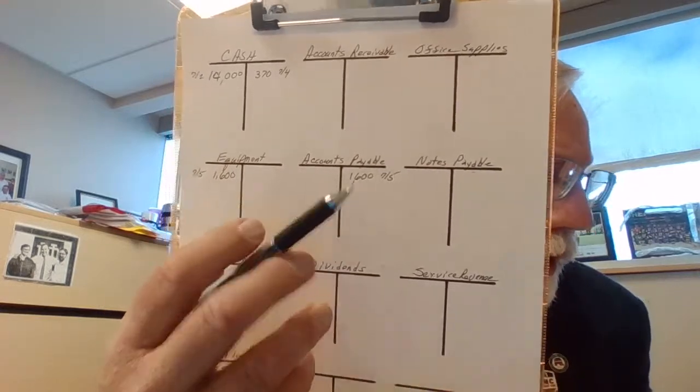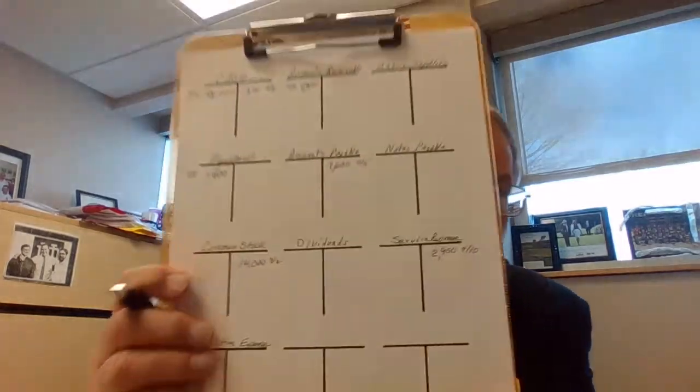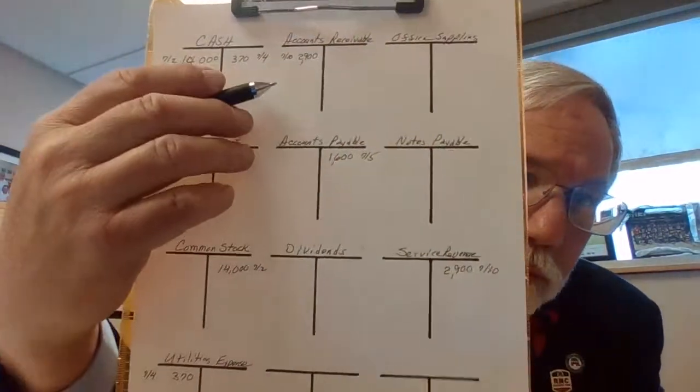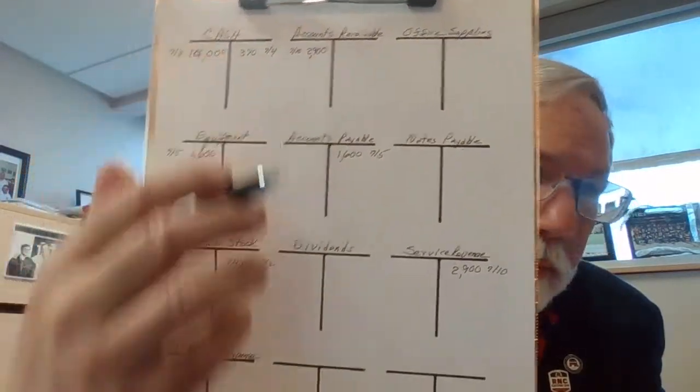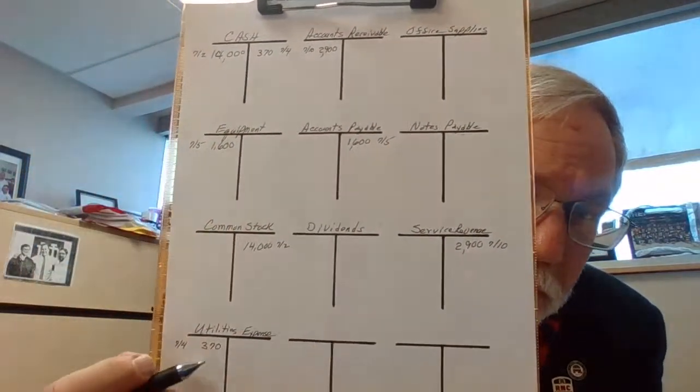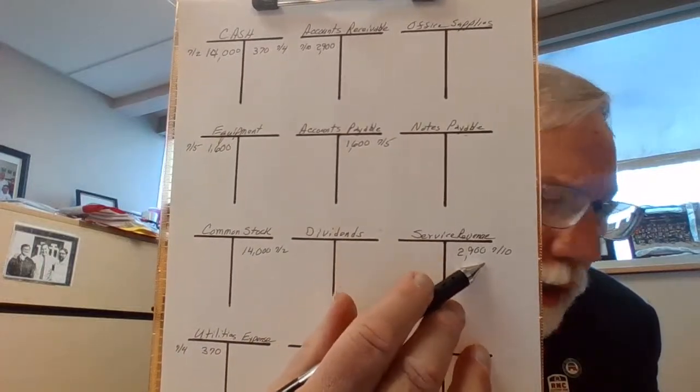accounts payable for $1,600. July 10th, we did some work for people, and they didn't pay us, but they promised to pay us. So the asset account called accounts receivable gets a $2,900 debit, and service revenue gets a $2,900 credit to increase the revenue account. Accounts receivable, $2,900 debit, service revenue, $2,900 credit.